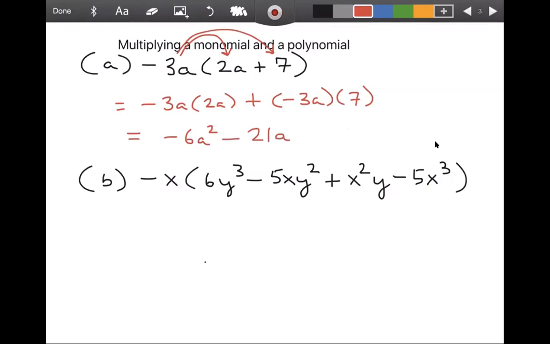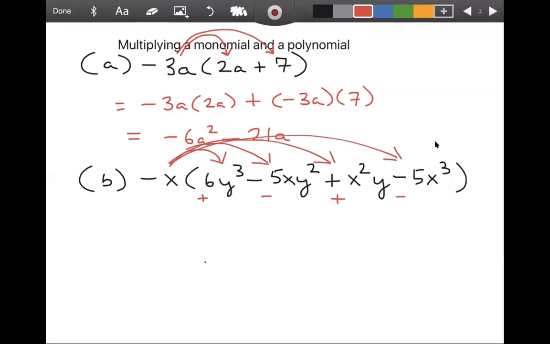So that's going to happen again in letter B, right? We're distributing a negative x. And the pattern of the signs inside right now is plus, minus, plus, minus. So in my final answer, that pattern is going to be minus, plus, minus, plus.